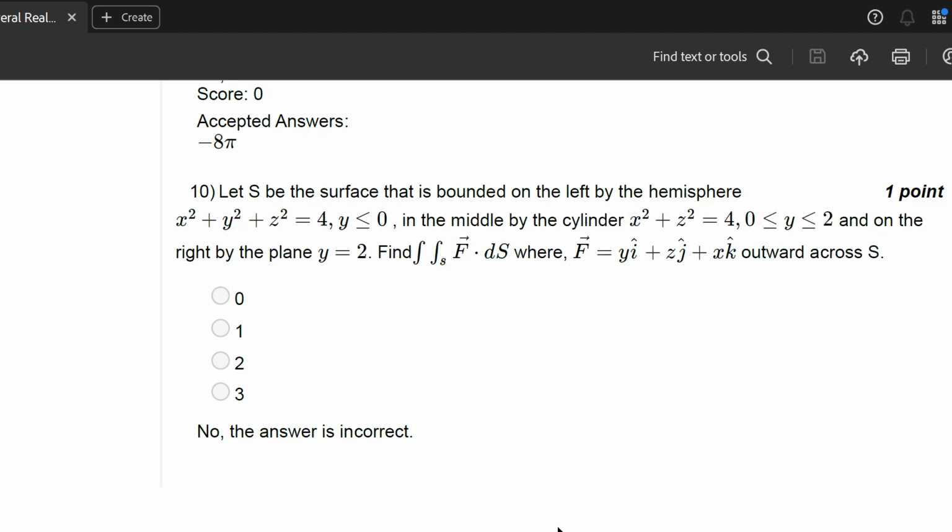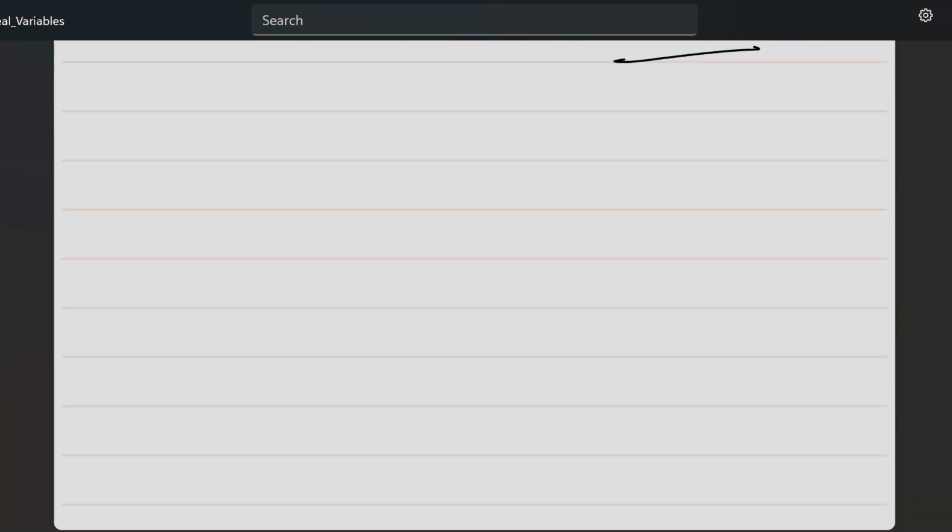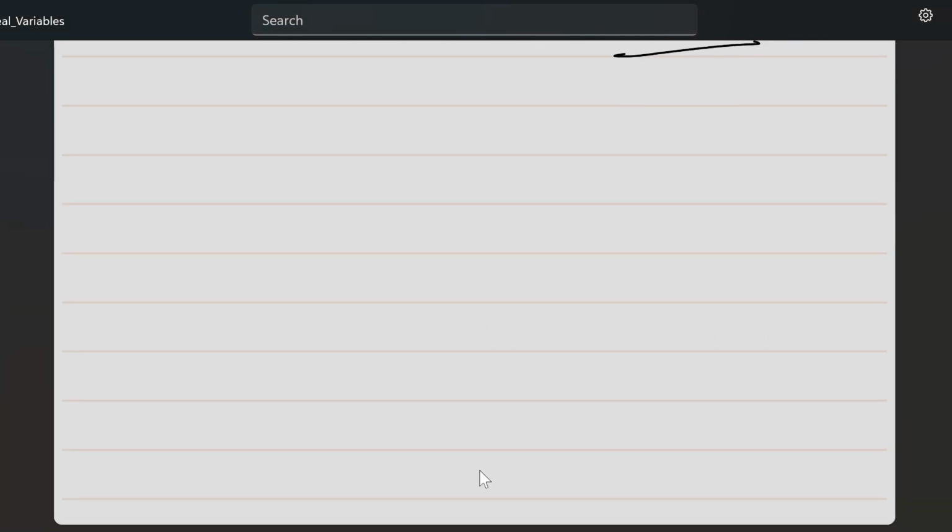So S is the surface that is bounded on the left by a hemisphere, in the middle by a cylinder, and on the right by a plane. So what is the integral of f dot ds? You have to apply the divergence theorem or not, that you first tell me. Do you like to apply the divergence theorem? Let me first draw, or you tell me how to draw. Then it will be good.